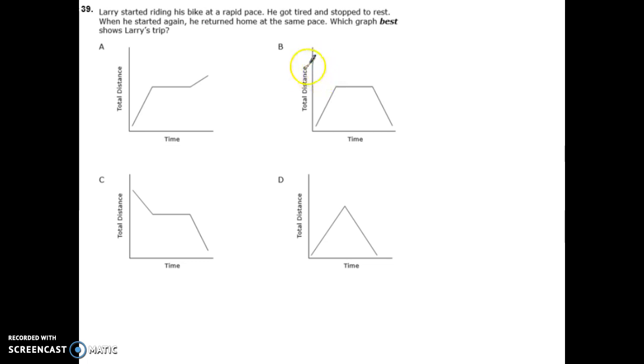Okay, so I was reading, but I was not paying attention to what I was saying, so let me do this again. Larry started riding his bike at a rapid pace. Rapid pace means steep line. Okay? He got tired and stopped. When you stop, it's horizontal. When he started again, he returned home at the same pace.